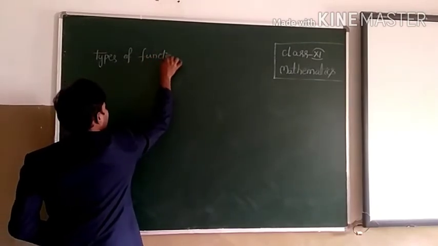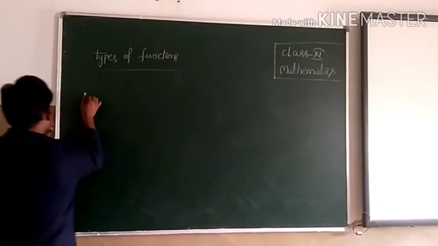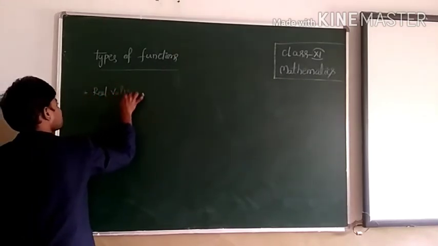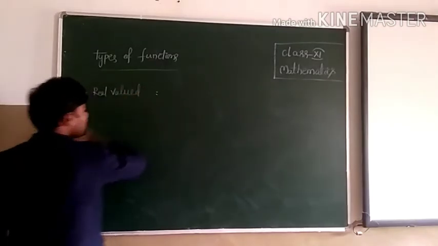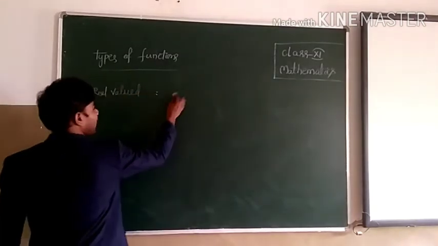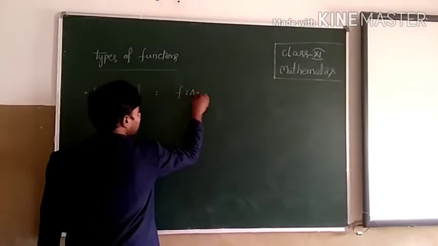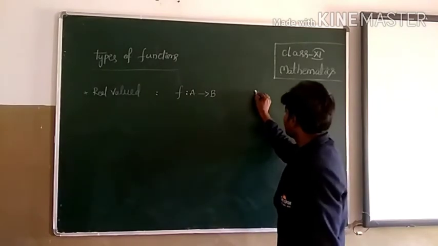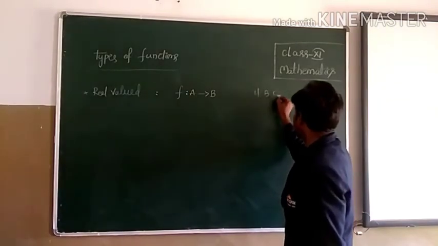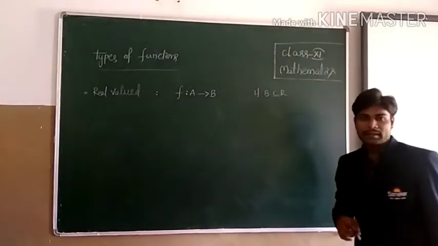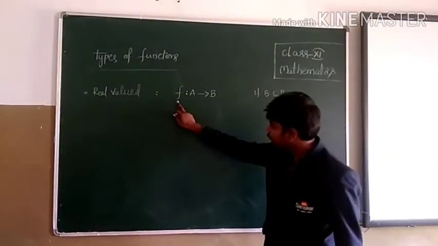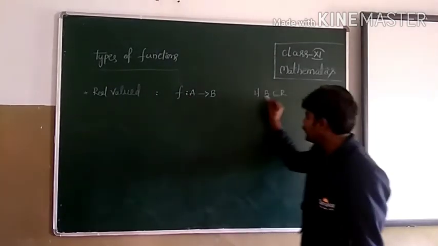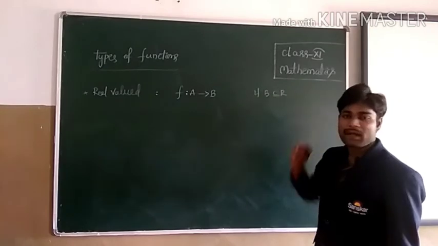In this, first let's see real valued function. A function f: A to B is a real valued function if B is a subset of R. The function f from A to B is called a real valued function if B is a subset of R.